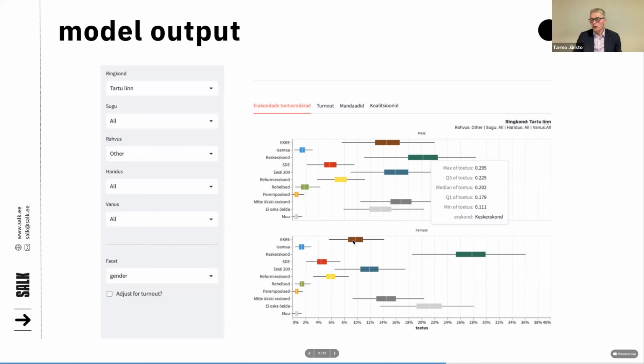Does it mean that you can't lose a bet on Keskerakond? No, you can. You definitely can, because there's a sizable part of the population who do in fact prefer EKRE.